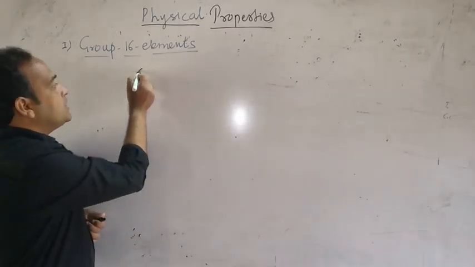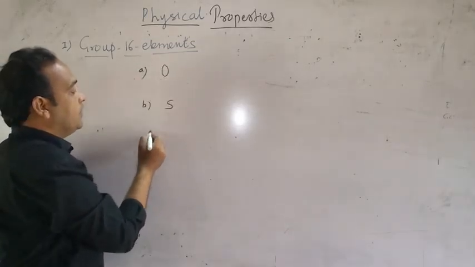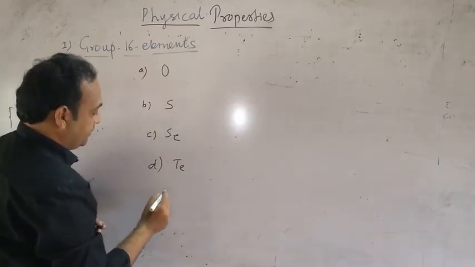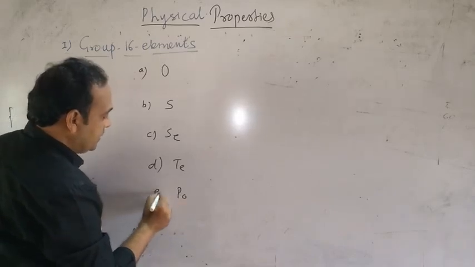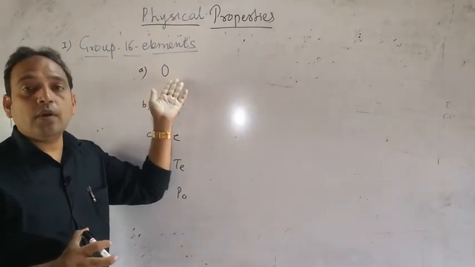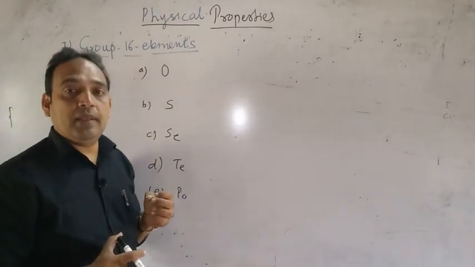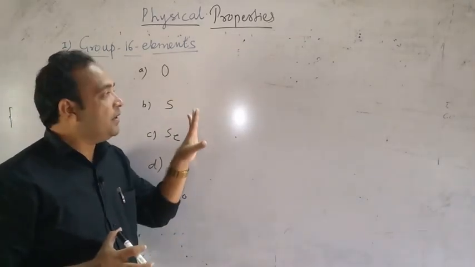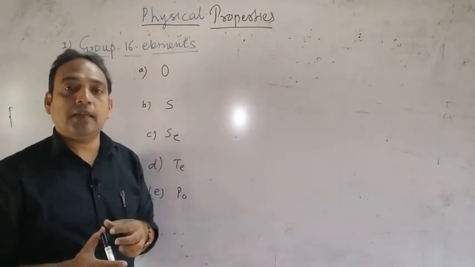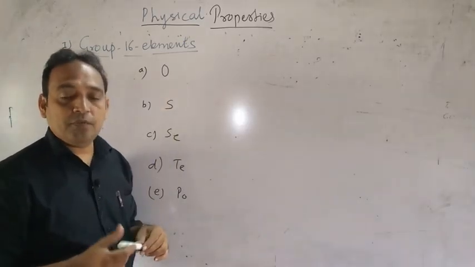Now in case of group 16 elements, the elements present are oxygen, sulfur, selenium, tellurium and the last one is polonium. These are the 5 elements belonging to group 16, and this group is called the oxygen family or the chalcogen family. Now physical property. Actually this topic belongs to inorganic chemistry. Maximum part you will have to remember. It is a theoretical based concept. Okay, now start physical property from oxygen.